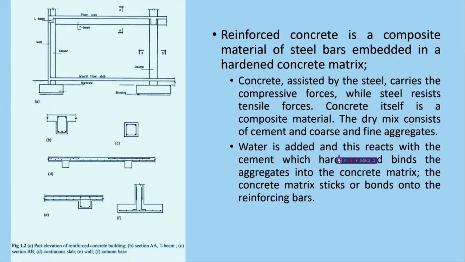So next here, so reinforced concrete is a composite material of steel embedded in hardened concrete matrix. Nama dia pun dah reinforced concrete. So it is a combination of two materials. Composite lah sebab dia ada combination which are steel bar and also concrete. Concrete assisted by steel carries the compressive force which still resists tensile forces.